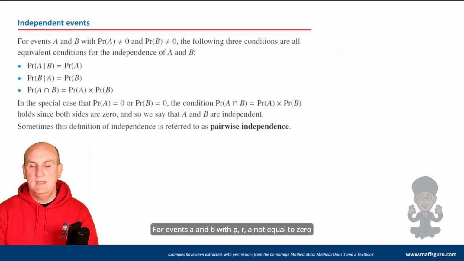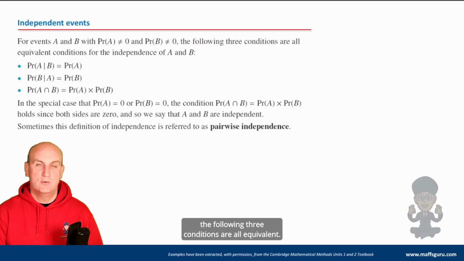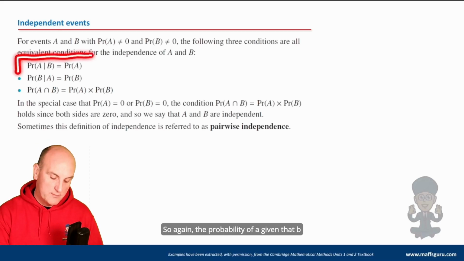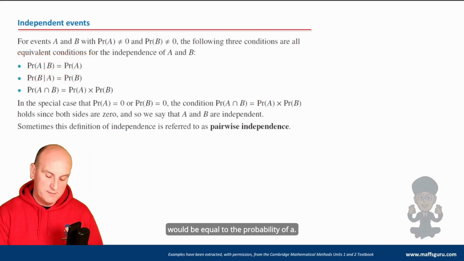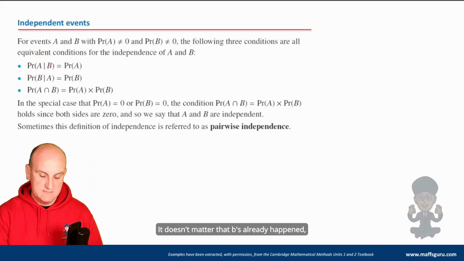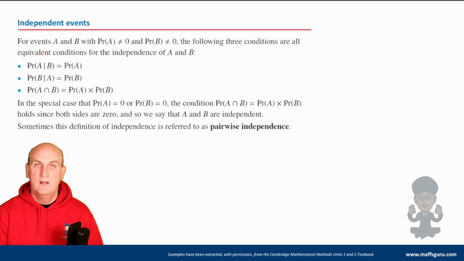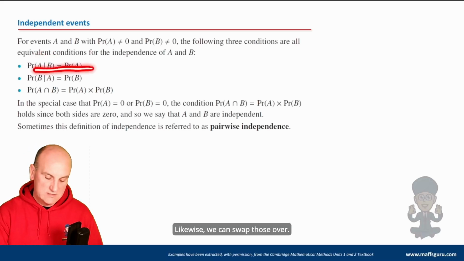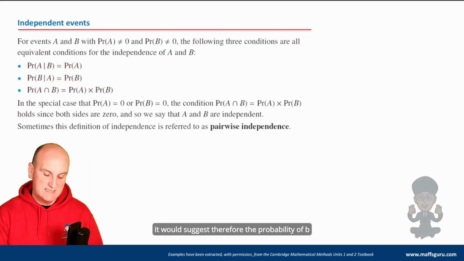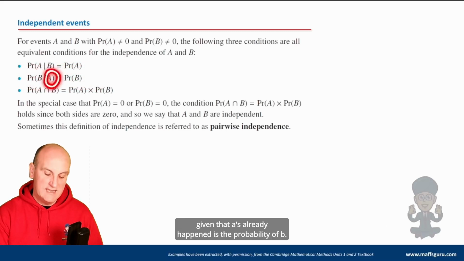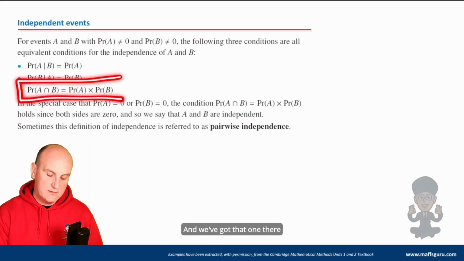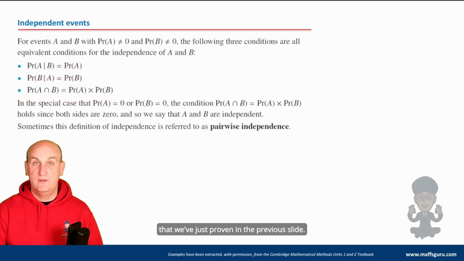For events A and B with the probability of A not equal to 0 and the probability of B not equal to 0, the following three conditions are all equivalent. The probability of A, given that B, is equal to the probability of A. It doesn't matter that B has already happened; they are independent. Likewise, we can swap those over. The probability of B, given that A has already happened, is the probability of B. And we've got that one there that we've just proven in the previous slide.